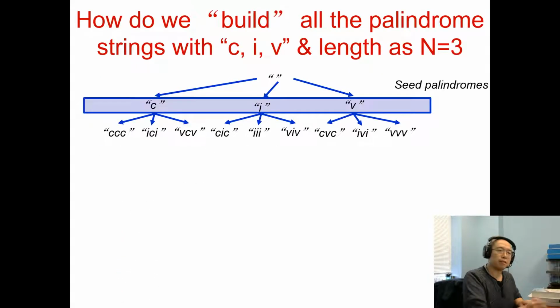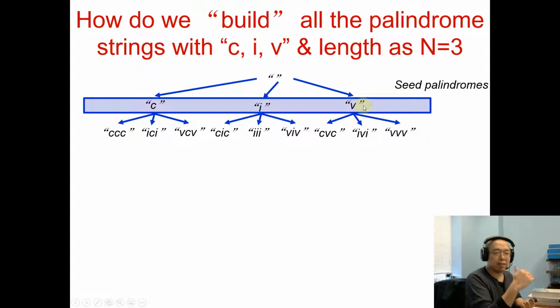Okay, so next, let's talk about how we can build a palindrome. Let's consider that at the very beginning, we start from an empty string. To make the problem easier, instead of using n as 5, I'm going to use n as 3. The letters we are allowed to use are C, I, and V. So the first step, from the empty string, we can do C as one letter, I as one letter, or V as one letter.